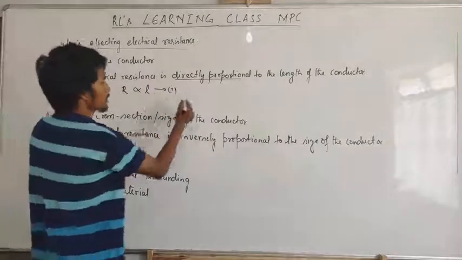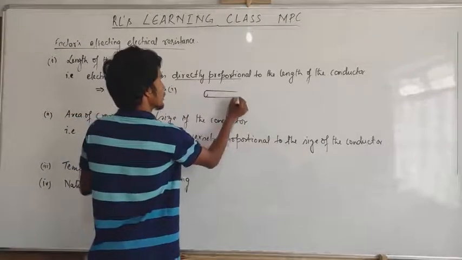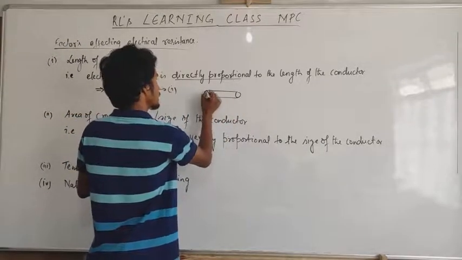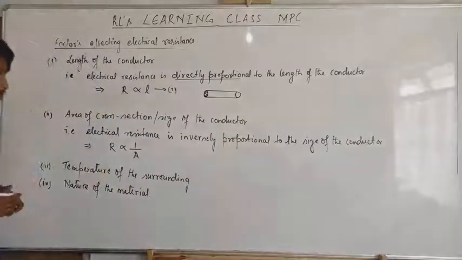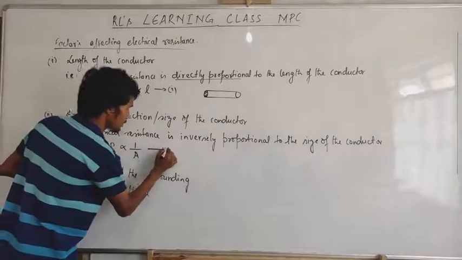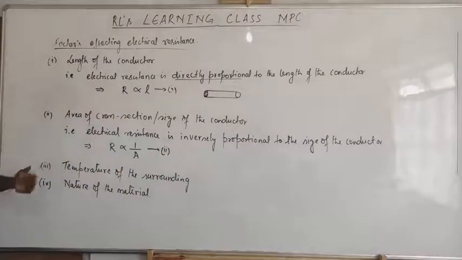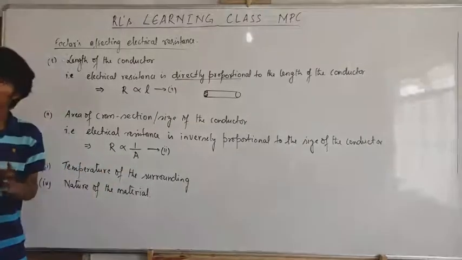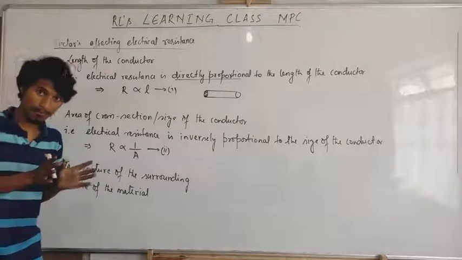Okay, when we draw a conductor like this, now this is the area of cross section or the size. Let me put this as equation 2. And then the temperature of the surrounding. Remember this one. As the temperature increases, the resistance also increases generally.